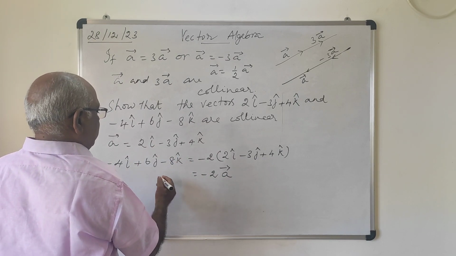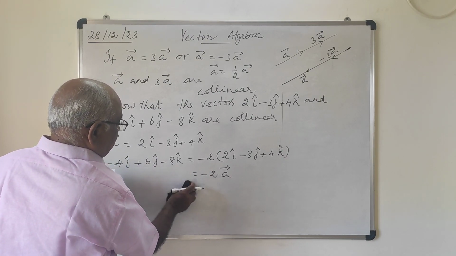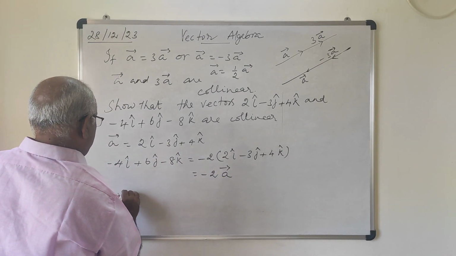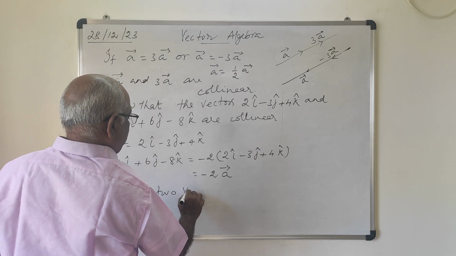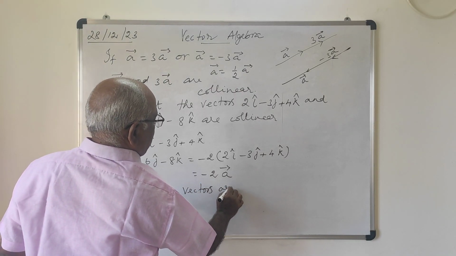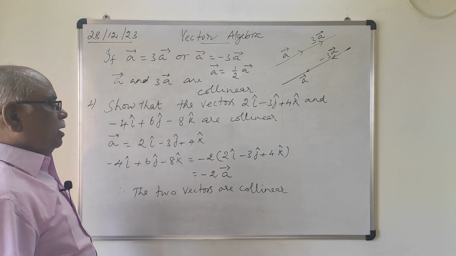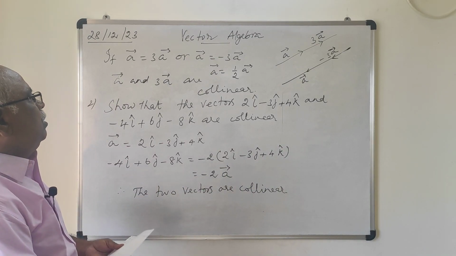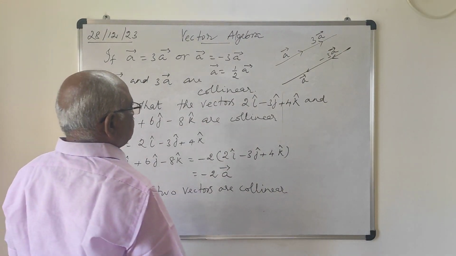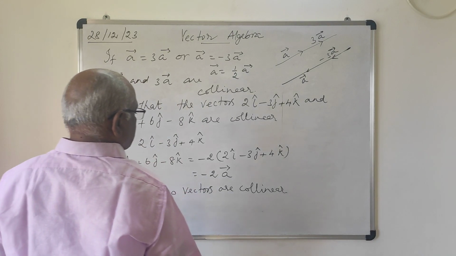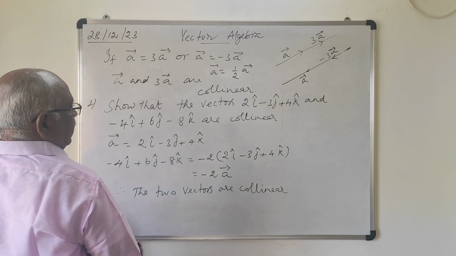Therefore, these two vectors are collinear because one given vector is minus 2 times the other. This is a and this is minus 2a. Therefore, the two vectors are collinear. So when one vector is minus 2 times another, they are collinear vectors. Okay.